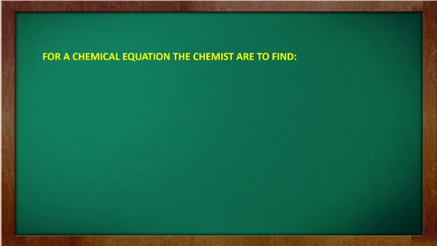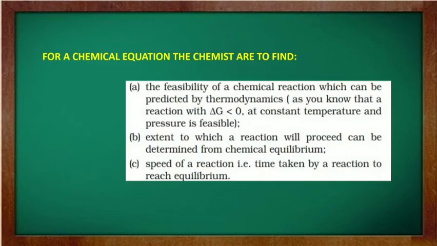Let's start. For a chemical equation, what does a chemist first try to find out? The first thing is the feasibility of a reaction. Feasibility of a reaction means whether a reaction will occur or not. If a substance A is there, whether in due course of time it will change from A to B or not. That is the first thing that a chemist finds out.